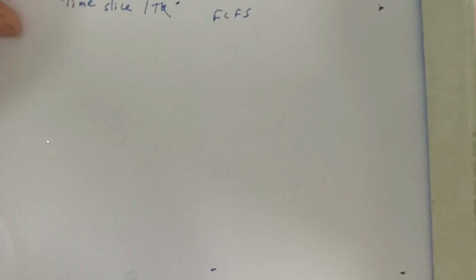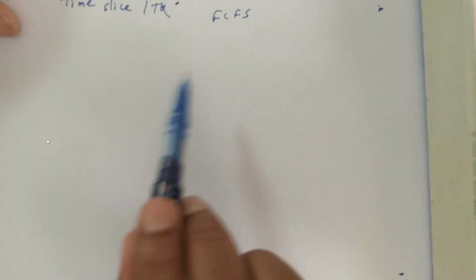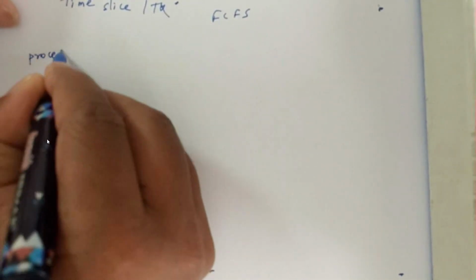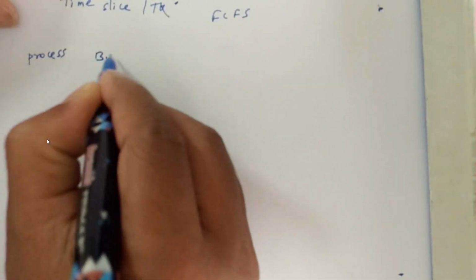Now here the processes are executed in FCFS manner. However, preemption is added after the end of every time slice. So here the number of processes given is 5. See, I'm writing here the processes along with their burst time.